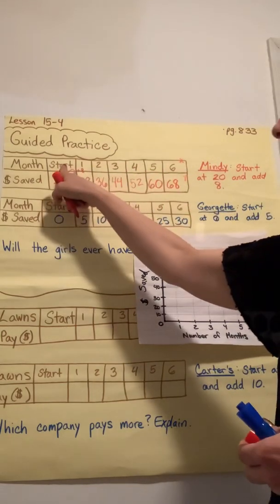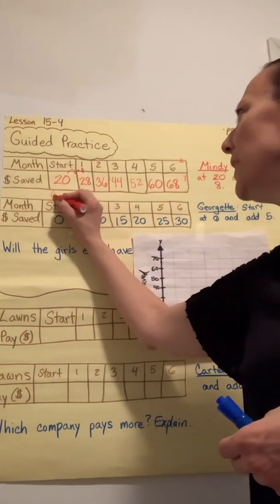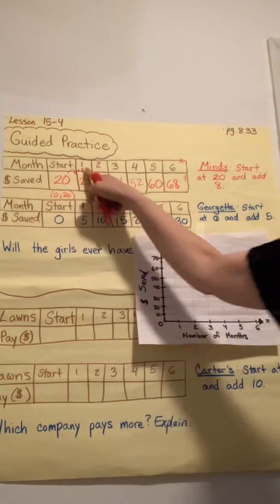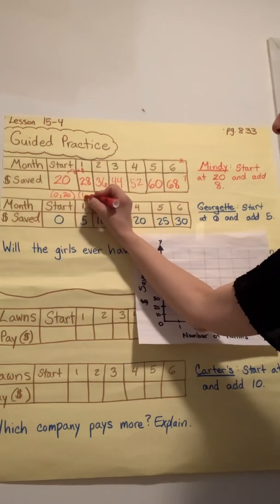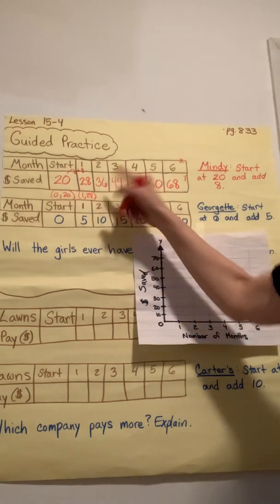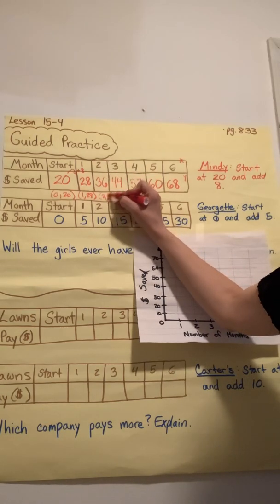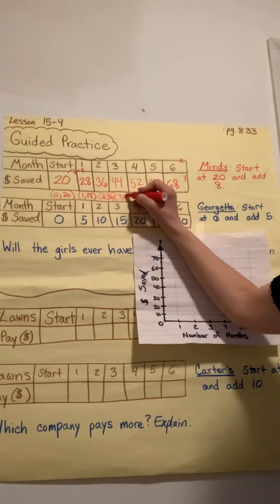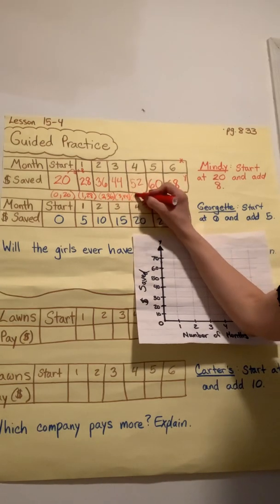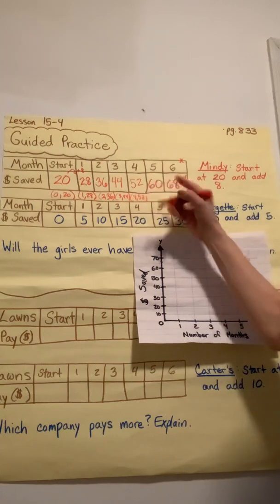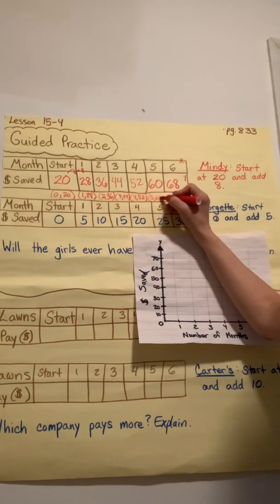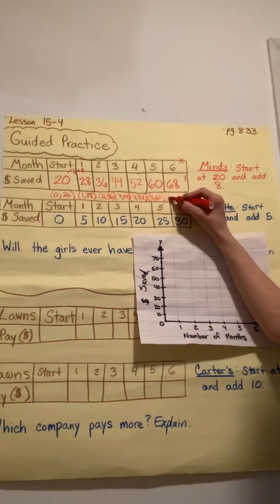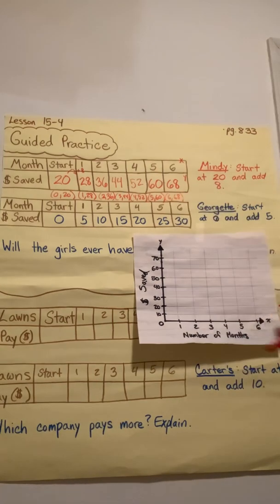So for example, okay, start would be (0, 20). The first month would be (1, 28). Then I have (2, 36). Then I have (3, 44). Then I have (4, 52). Then I have (5, 60). And then I have (6, 68). So those are the points I need to put on the graph for Mindy.